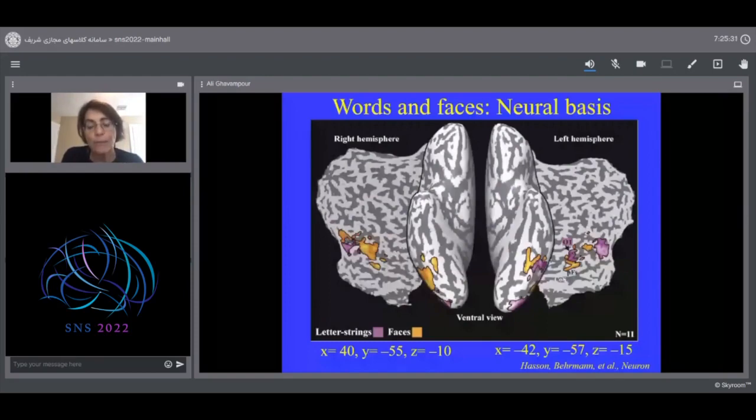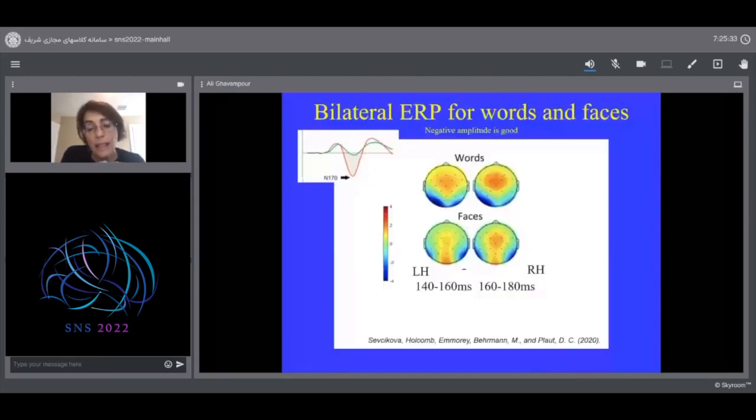Next, please. We've also conducted an ERP study in the same individuals, and I'm showing you here bilateral activation for words. So negative is good, so the more blue is better. So bilateral activation for words, slightly stronger on the left, bilateral activation for faces, slightly stronger on the right, at about 170 milliseconds post-stimulus onset, the classical pattern detector at the N170 mark. Next, please.